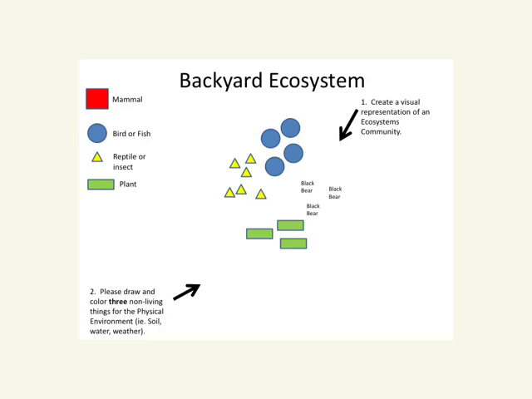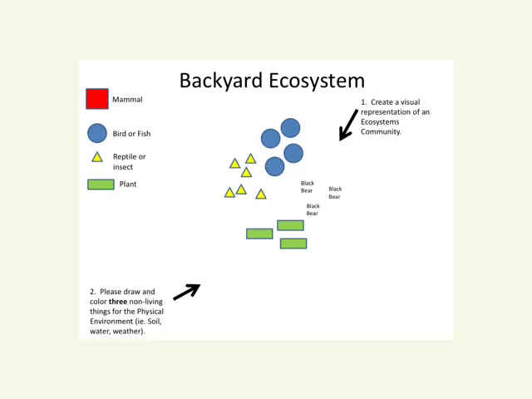So this is another example of a backyard type ecosystem. As you can tell over on the left side, I have a key. Red squares mean mammal, yellow, green, or whatever that color is. Blue circles are birds or fish. Yellow triangles are reptiles or insects, and the green rectangles are plants. So as you can see over here on our picture, we've got a few black bears, a few birds, a few reptiles, and a few plants.